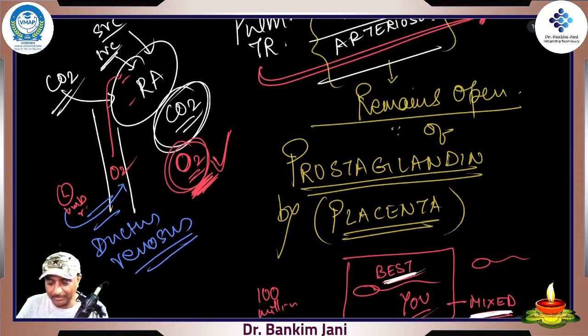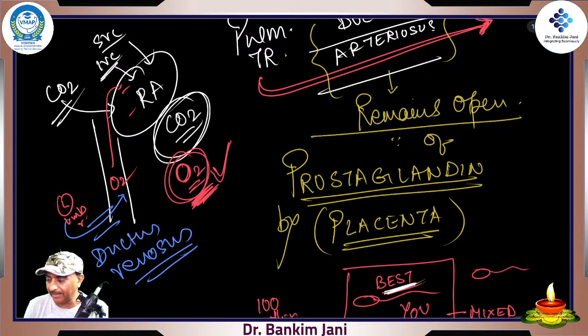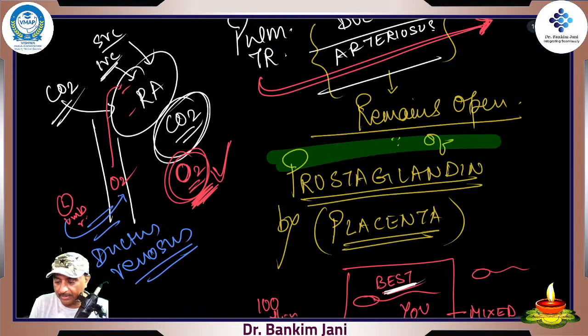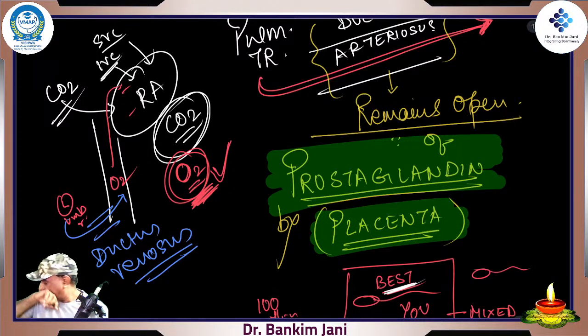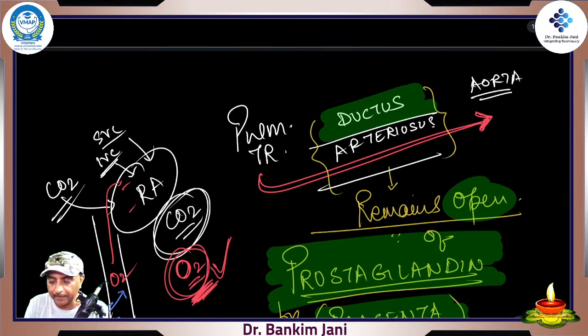Okay, so you got this point. So it is the prostaglandin. That's a very important concept. You will understand its importance in just a minute. See how smartly God has created this: prostaglandin is secreted by the placenta, and this prostaglandin is what keeps the ductus arteriosus open. Got it? This is fine.